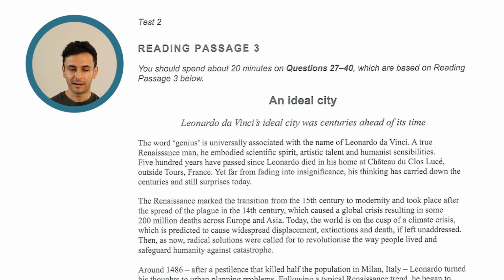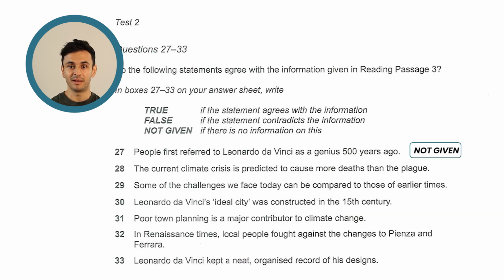I know that he died 500 years ago. Did people call him a genius at the time, or only after he died? I really don't know. We know that the word genius is universally or generally associated, but when was it first connected with Leonardo? We don't know, and based on that, it has to be not given.